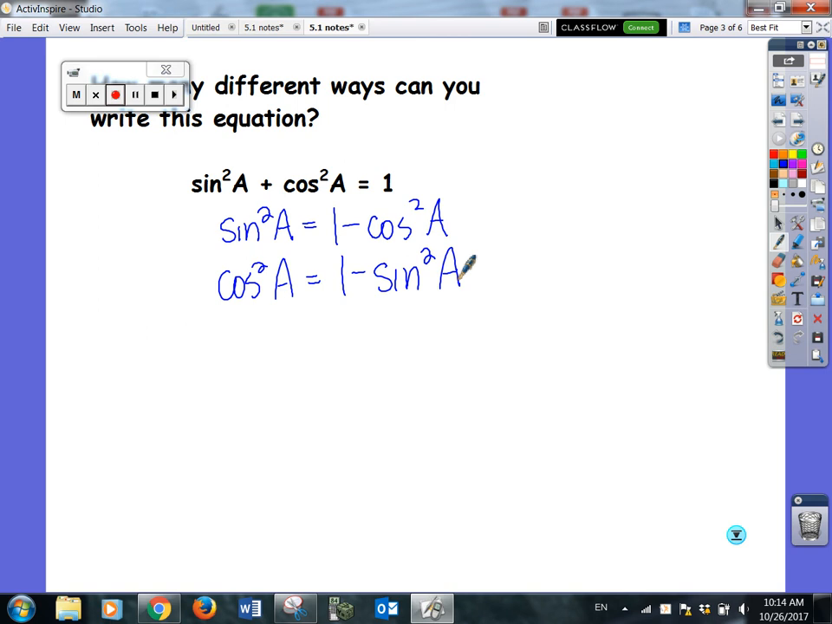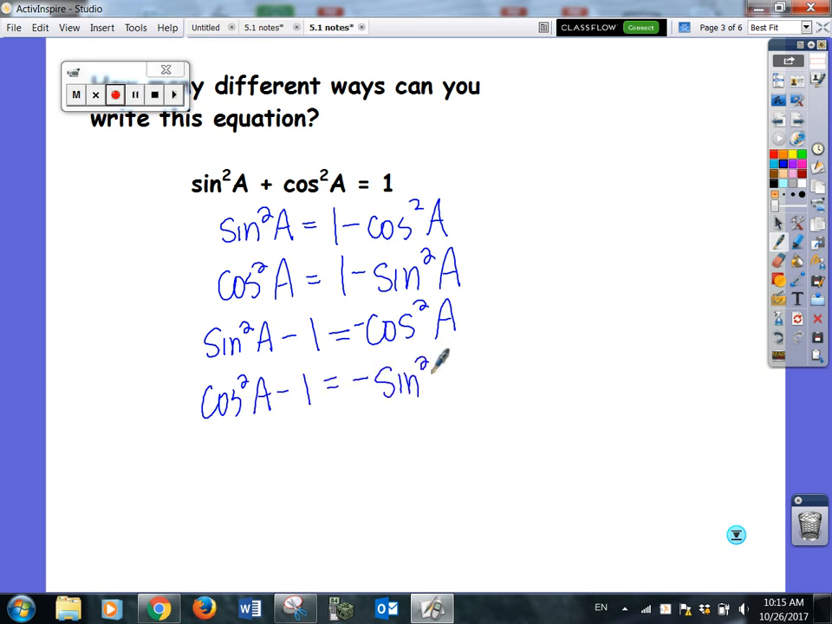Now, the signs are very important. We could change this at least 2 other ways also. I could switch the cosine squared a and the 1. I could say sine squared a minus 1. If I bring the 1 to the left, it becomes negative, and I bring the cosine over, equals negative cosine squared a. That's another way I could manipulate that equation. I could also say cosine squared a minus 1 equals negative sine squared a. So just different ways you can manipulate that.